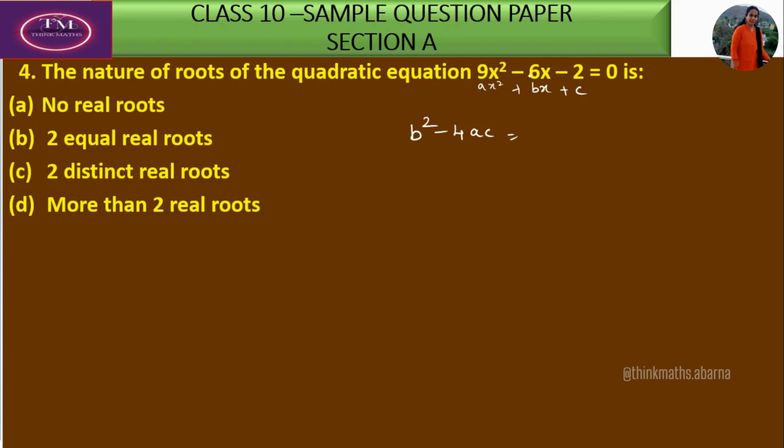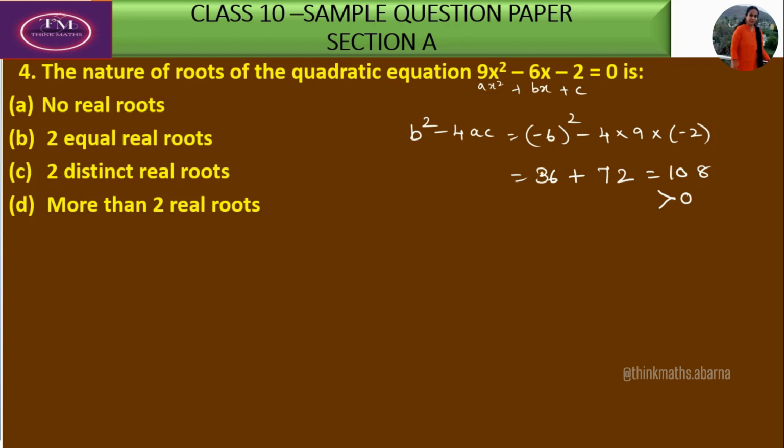This is of the form ax square plus bx plus c. So what is b here? b is equal to minus 6. So minus 6 whole square minus 4. What is a? a is 9, 9 into what is c? c is minus 2. So minus 6 whole square, minus square will become positive, 6 square is 36. Here minus into minus is plus. So 9 fours are 36, 36 into 2 we have 72. So 36 plus 72 is 108. So this is greater than 0.